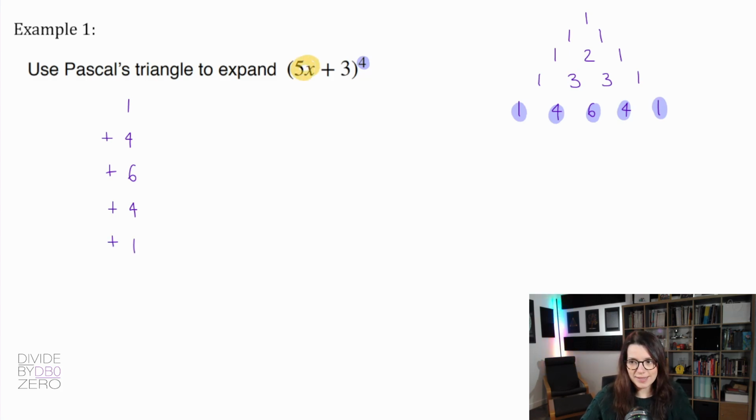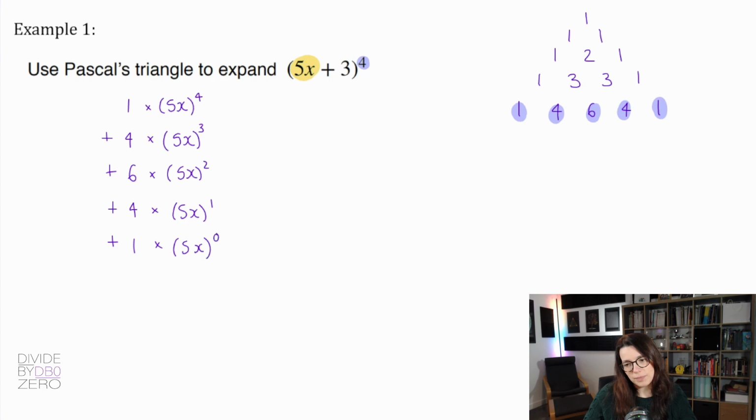Start with the 5x here. Next to the 1, I'm going to put (5x)^4. Next to the 4, I'm going to put (5x)^3. Underneath that, (5x)^2, then (5x)^1, then (5x)^0. Hopefully you can see that the pattern is going down. That's our first part there with the 5x.